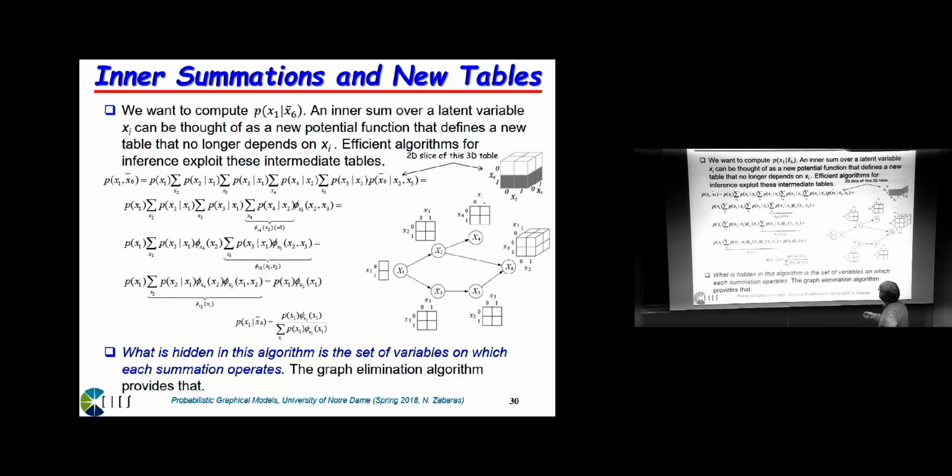And then I have to sum on x2, and I have the product of two potentials and this conditional, and I get basically a new potential, which is phi x2, and the only variable left is x1. So this is the joint, all right? And if you want the conditional, given the evidence x6 bar, this is the final result.